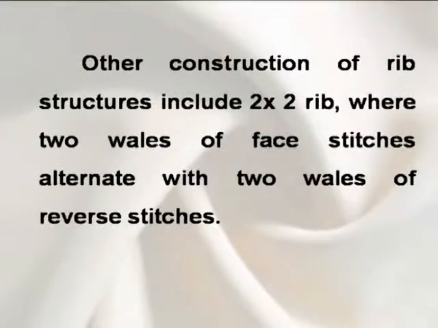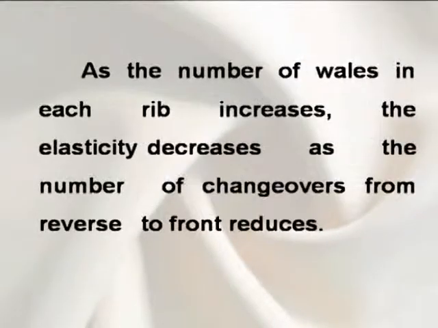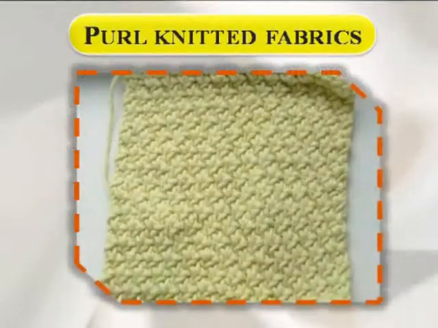Other constructions of rib structures include 2 by 2 rib. Here, two veils of face stitches alternate with two veils of reverse stitches. As the number of veils in each rib increases, the elasticity decreases, as the number of changeovers from reverse to front reduces.